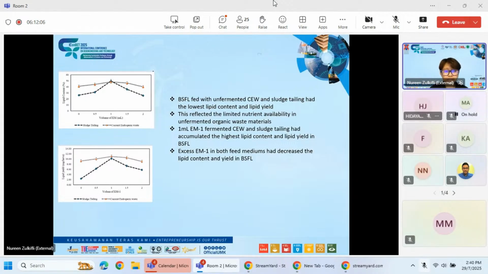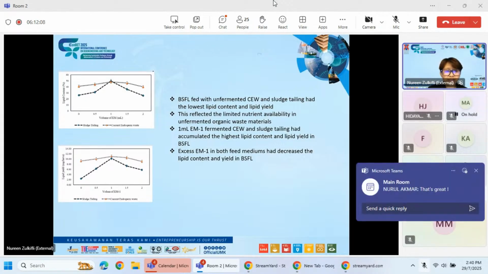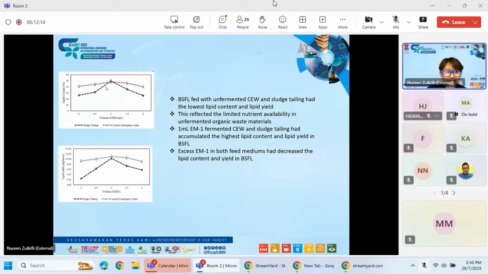digestion and also assimilation. And from here, you can see at 1 ml of EM1, it has been recorded that the larva has the highest lipid content and also lipid yield. And from here, we can suggest that 1 ml of EM1 is the optimal condition for larva growth and also for the production of the lipid.